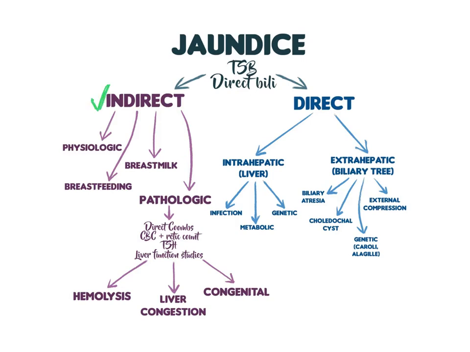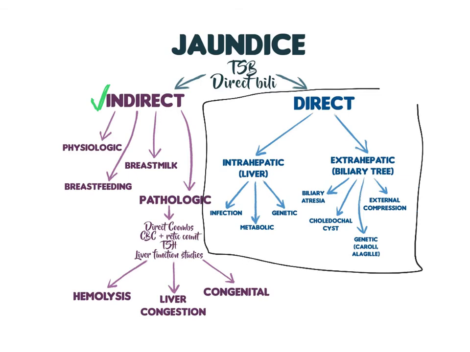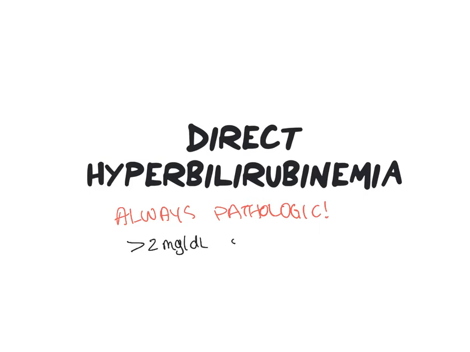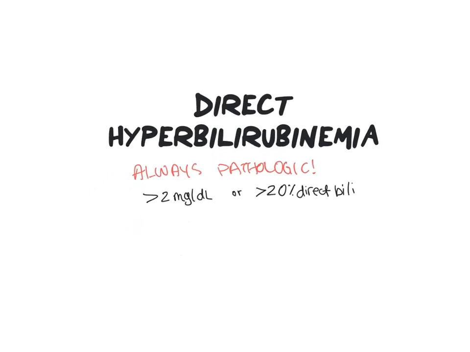So let's focus next on direct hyperbilirubinemia, which can be broken down into two main types, being things that affect the liver itself or things that are outside of the liver affecting the biliary tree. So direct hyperbilirubinemia is always pathologic, and this is defined by any baby who has a direct bilirubin that is greater than 2 milligrams per deciliter, or if you fractionate the total serum bilirubin, if it's greater than 20% conjugated bilirubin, that constitutes a direct hyperbilirubinemia.